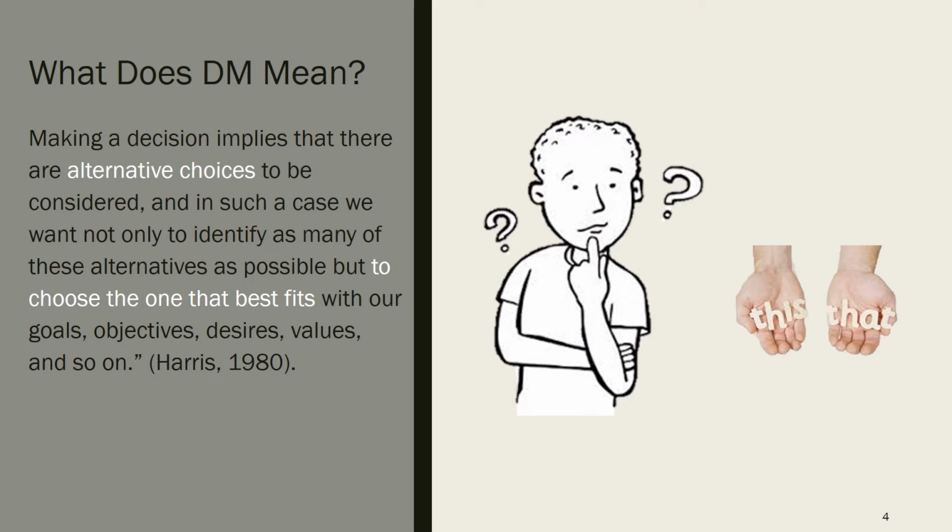So making a decision implies that there are alternative choices. There is more than one option to be considered. And in such a case, we want not only to identify as many of those alternatives as possible, but to choose the one that best fits our goals, objectives, desires, values, and so on. Again, it's not the optimal solution. It's the best fit based on our needs or our objectives and so on.